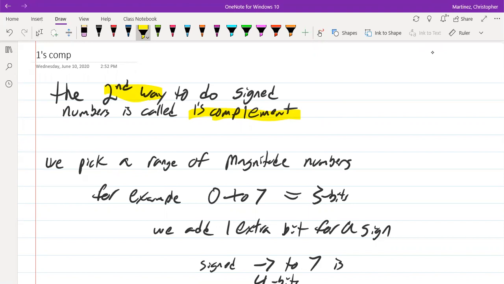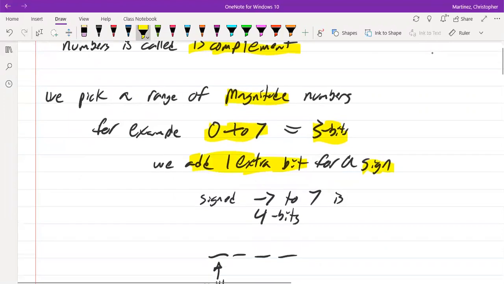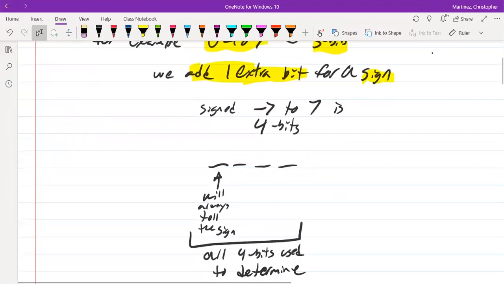Well, we still have the idea of a magnitude. And let's just say I want to cover magnitudes of 0 to 7. Well, 0 to 7 requires 3 bits. And then we're going to add 1 extra bit that's going to form up the sign. But this sign is a little bit different than the sign of sign magnitude. The first bit, the one on the left-most side, will always be able to tell you the sign.